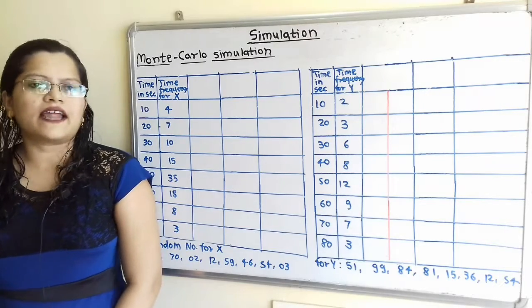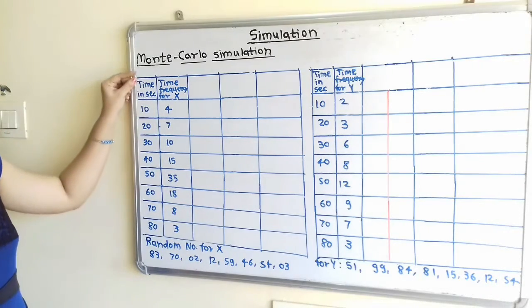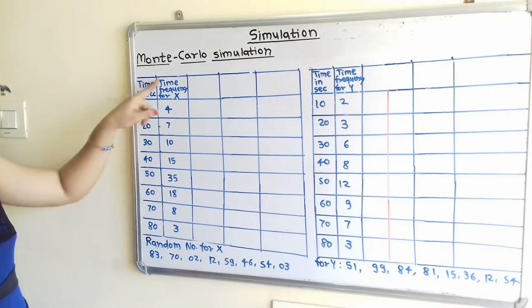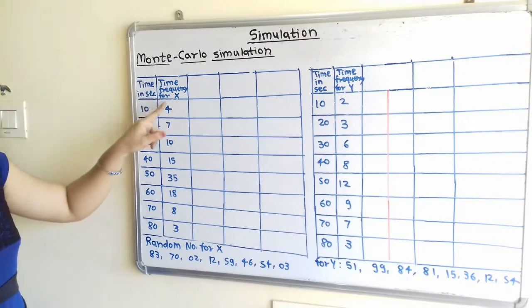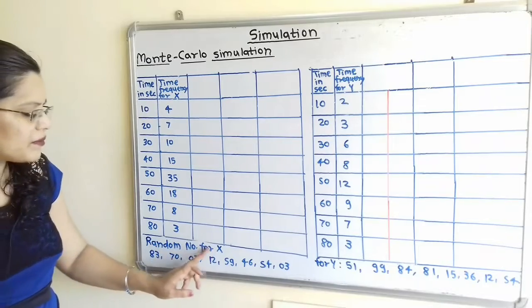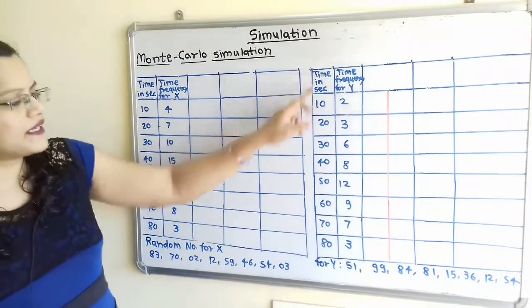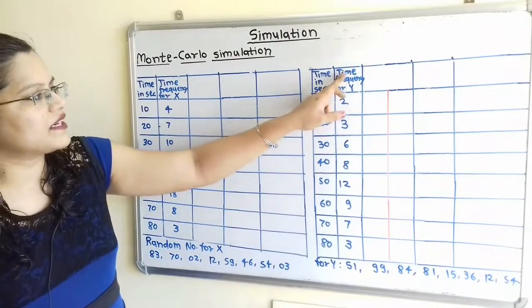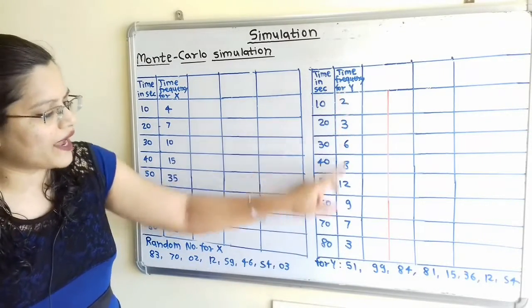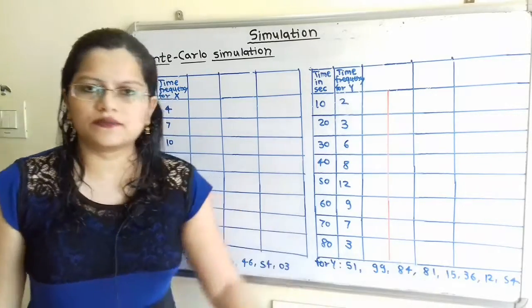Let us understand the given table mentioned in the question. Time in seconds is mentioned, as well as the frequency for person X, and then the random numbers for X are given. In the same way, time in seconds is mentioned, then the frequency for person Y, and the random numbers for person Y are mentioned.